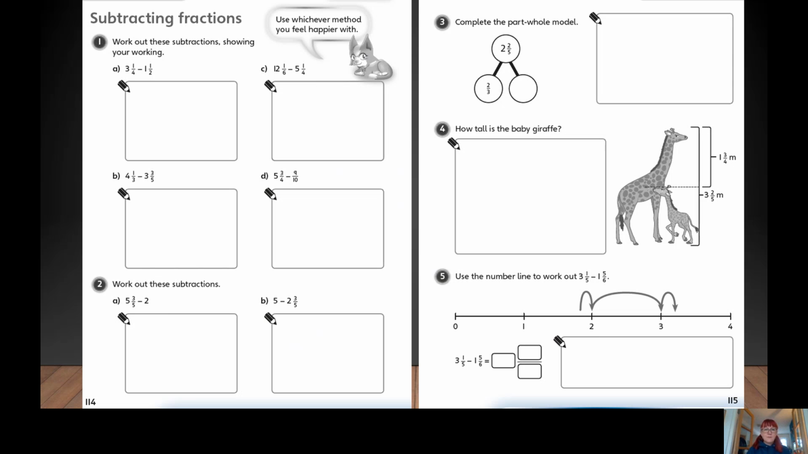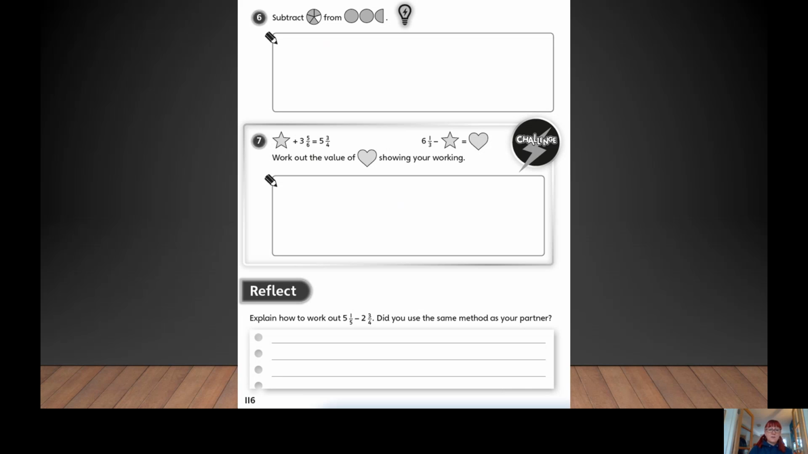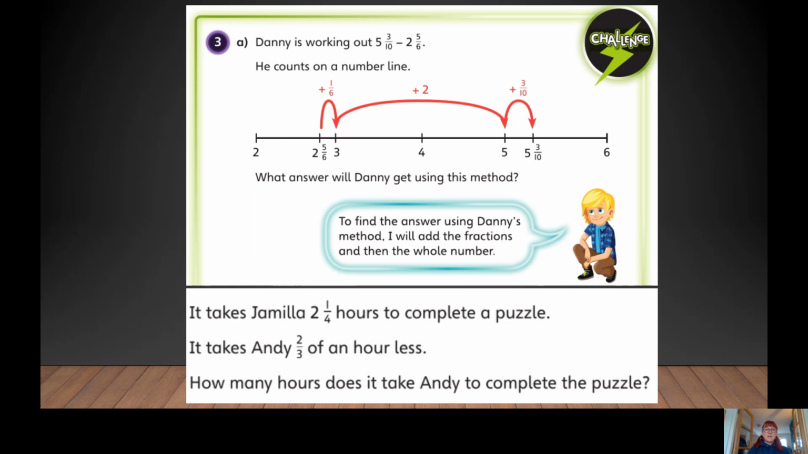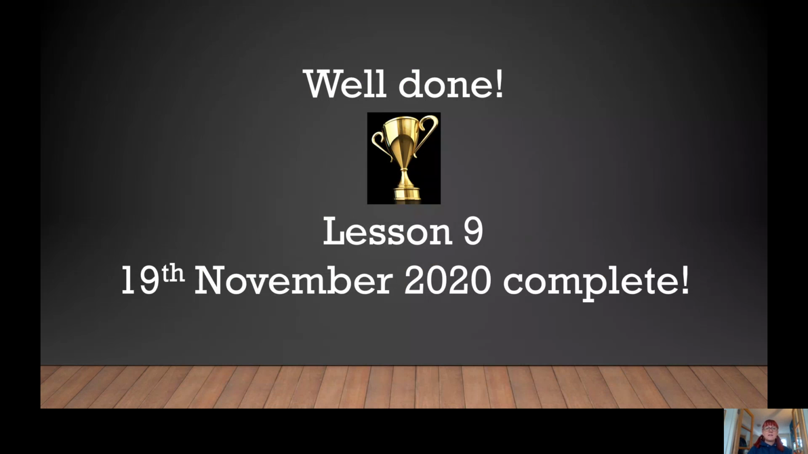So here are 2 out of the 3 pages. Here's the final page with the reflect. Again, it says about reflecting, doing some work with a partner. Ignore that. What you can do is explain your reasoning to me using the vocabulary from the start and through the tutorial. If you fancy a little bit more of a challenge, we got a tricky one here using a number line. So that takes fractions to a different level. All right. And then that is today's lesson, over and out.